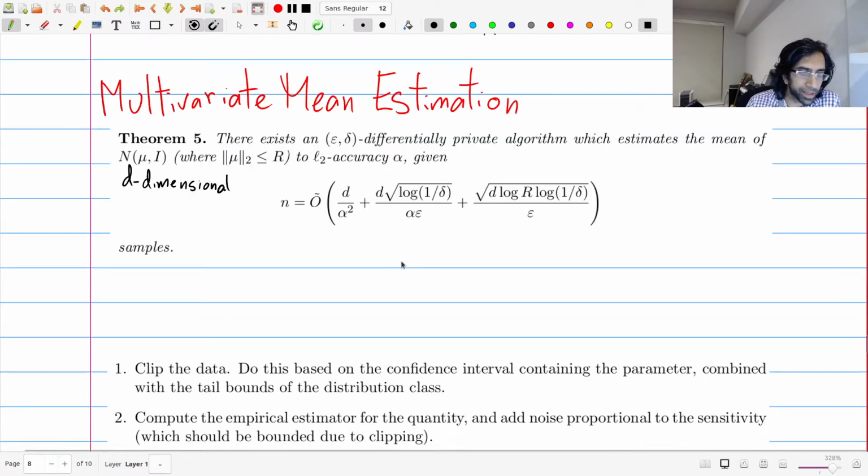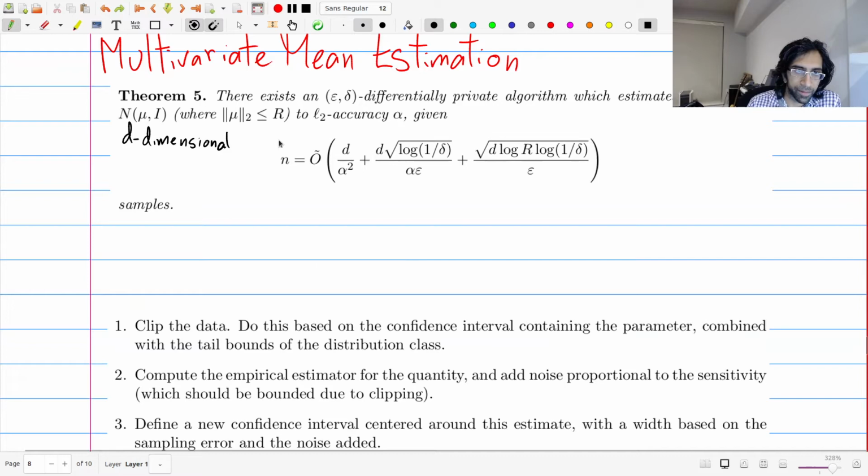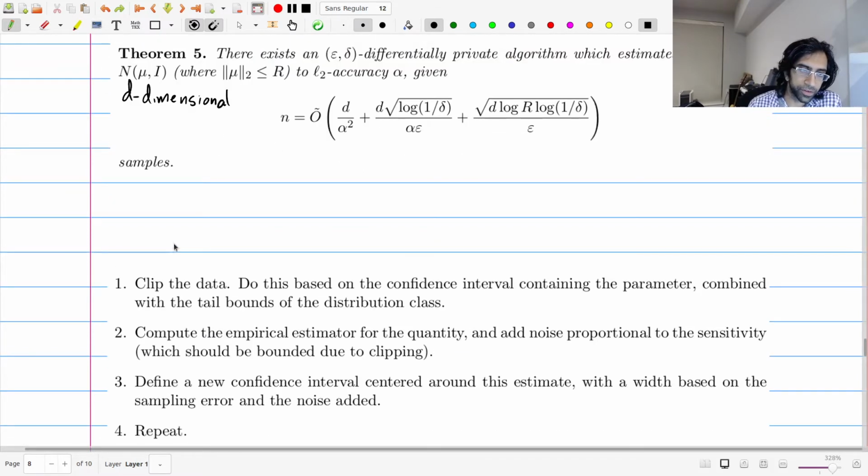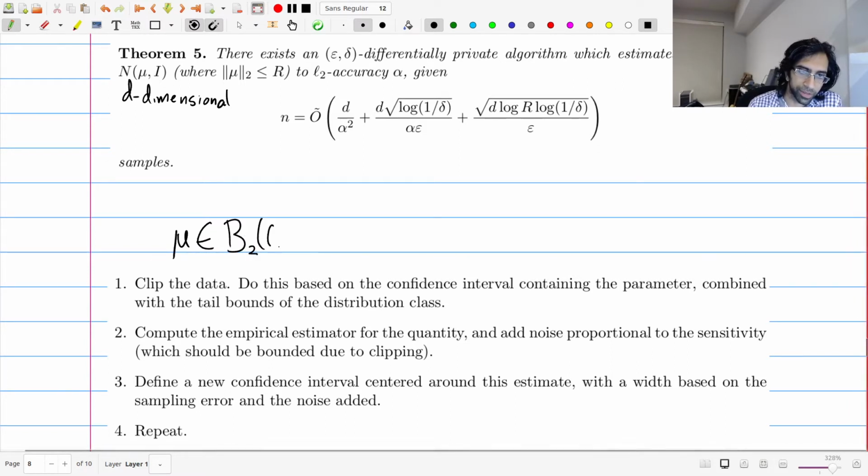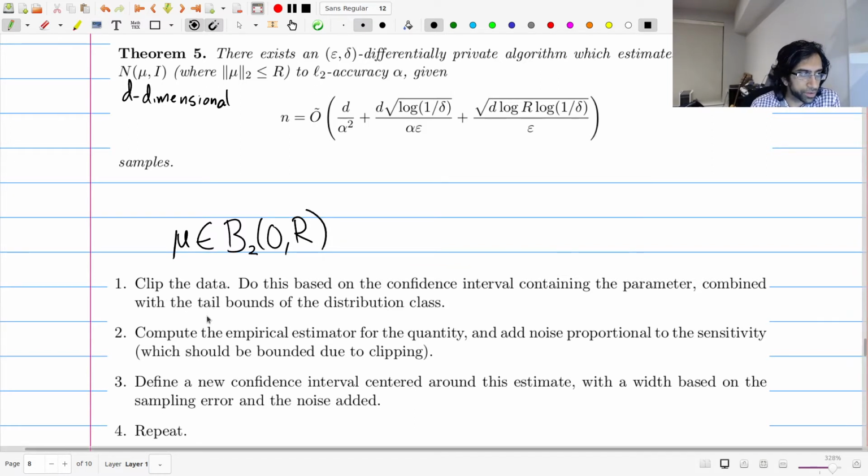So, okay, let's see how we do it now. The first thing we do is that our confidence interval is now a confidence set or a confidence ball. So the mean will be in the L2 ball which is centered at 0 and is of radius capital R. The first thing we do is clip the data. We're going to do this based on the confidence interval containing the parameter combined with the tail bound of the distribution class. We know the mean is within this ball, so we're definitely going to clip to that, but we have to widen it based on the tail bound of the distribution class.